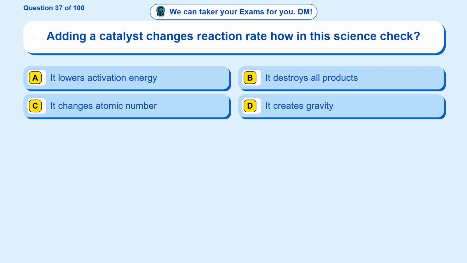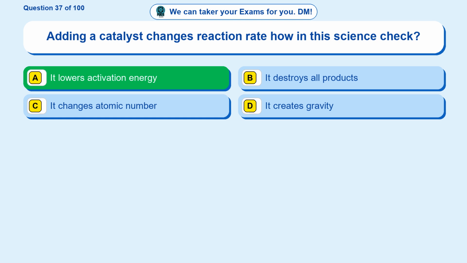Question 37. Adding a catalyst changes reaction rate how in the science check? Option A. It lowers activation energy. Option B. It destroys all products. Option C. It changes atomic number. Option D. It creates gravity. The correct answer is option A.